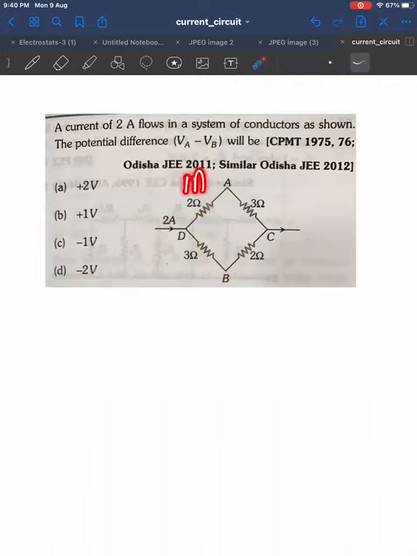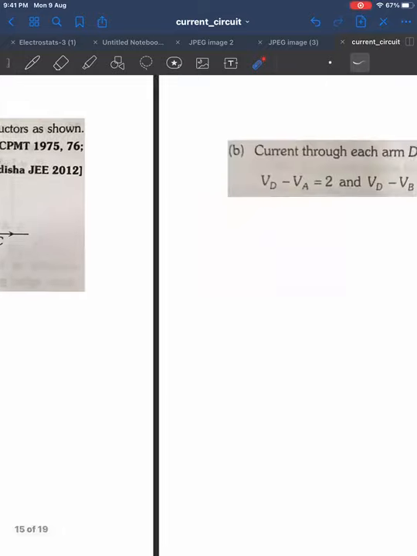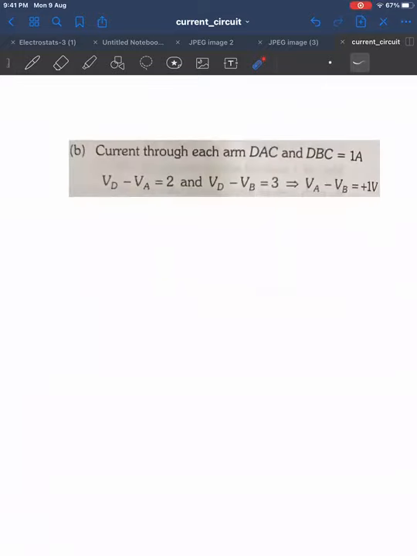Therefore, I know the current in the branch. I know the resistance in the branch. Therefore, can I get the voltage in the branch? Yes, voltage over here will be 2, voltage over here will be 3. Therefore, A minus B will be the difference between 3 and 2. It will be 1 volt. Tell me if you are understanding the logic. Check and let me know if you're getting it. Yes, sir, got it.